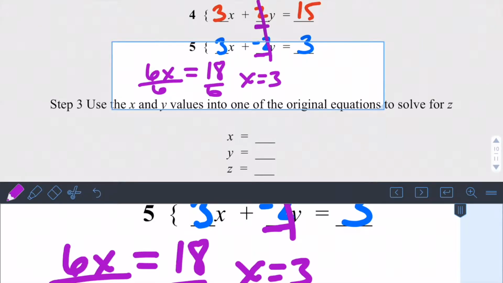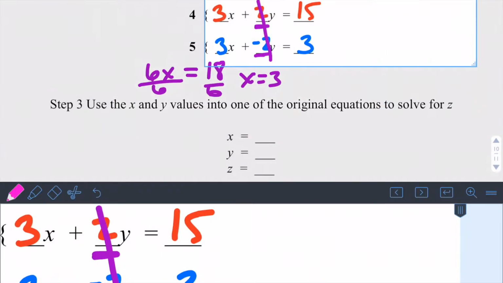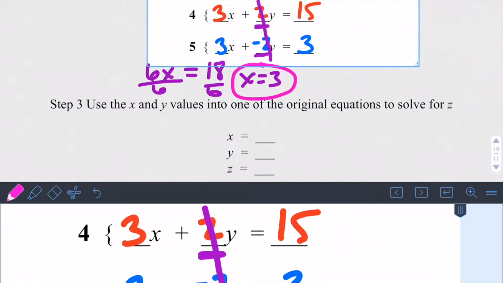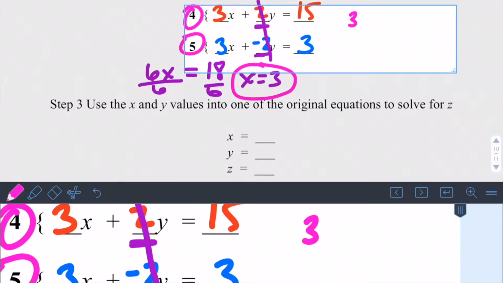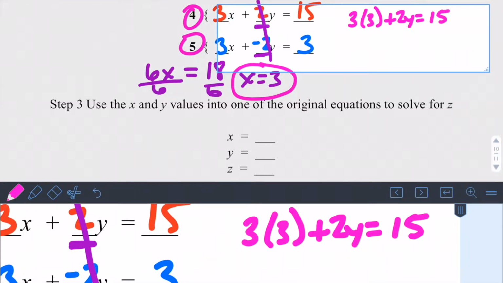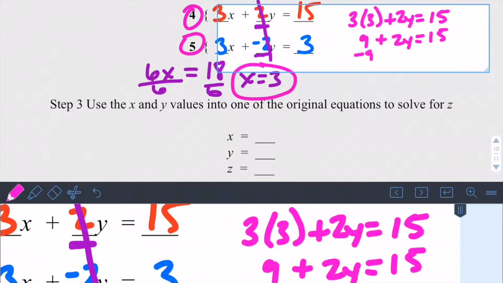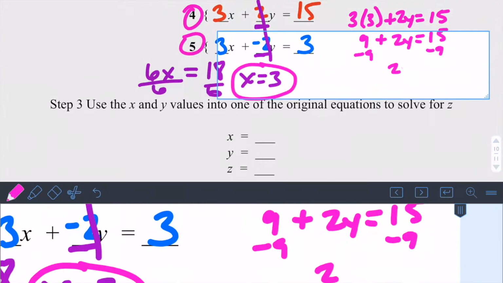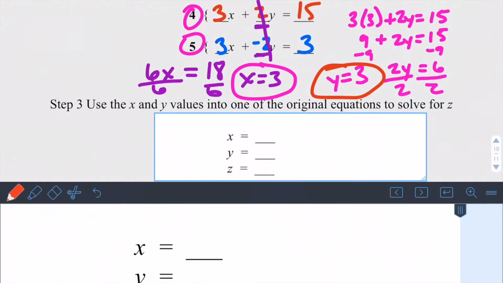And then now all we have to do is come back up in here and plug our x value in to one of these 2 equations. We'll go 3 times 3 plus 2y equals 15, which is 9 plus 2y equals 15. Subtract 9 from both sides. We get 2y equals 6. Divide both sides by 2, we get y equals 3. We got x equals 3 and y equals 3.